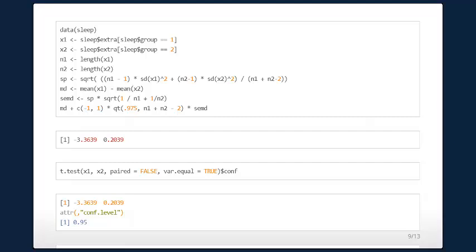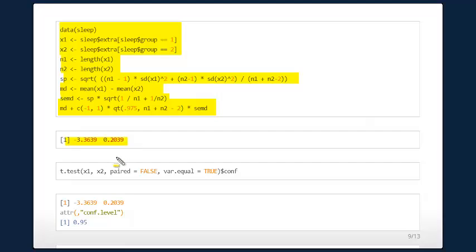Here's the sleep data from Galton, which is the default example for the t-test in R. Here's my x1 and my x2 from the two groups, my n1 and my n2, and then here's my pooled variance estimate. Here's my difference in means, where I subtracted group 1 minus group 2. The standard error of the mean is the pooled variance times the square root of 1 over n1 plus 1 over n2. Here's my confidence interval.